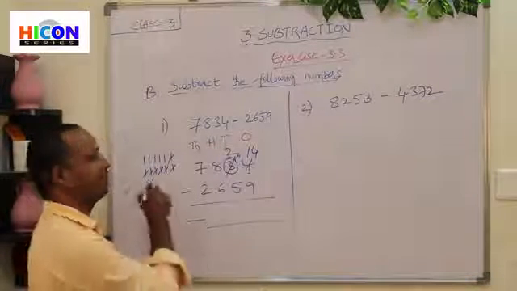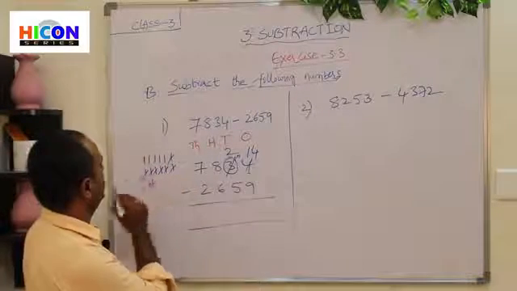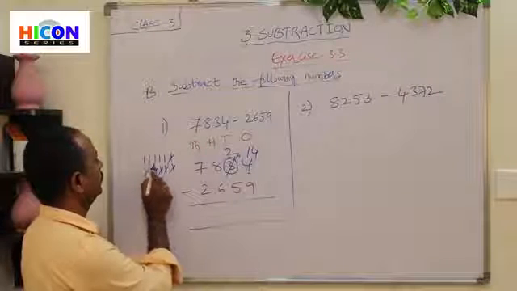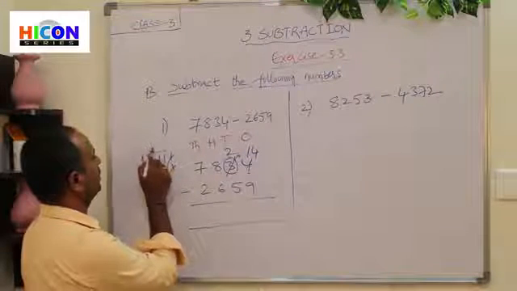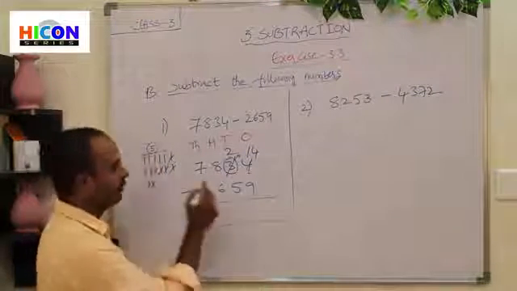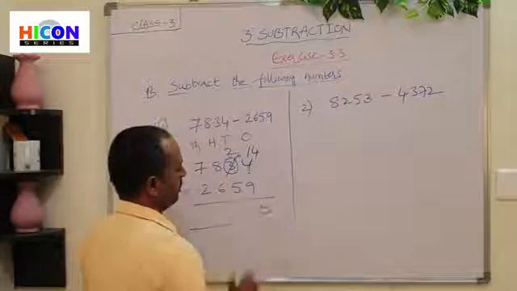So children, count the remaining lines. How many remaining lines are there? 1, 2, 3, 4, 5. So there are 5 remaining lines. So write 5 under the ones place.